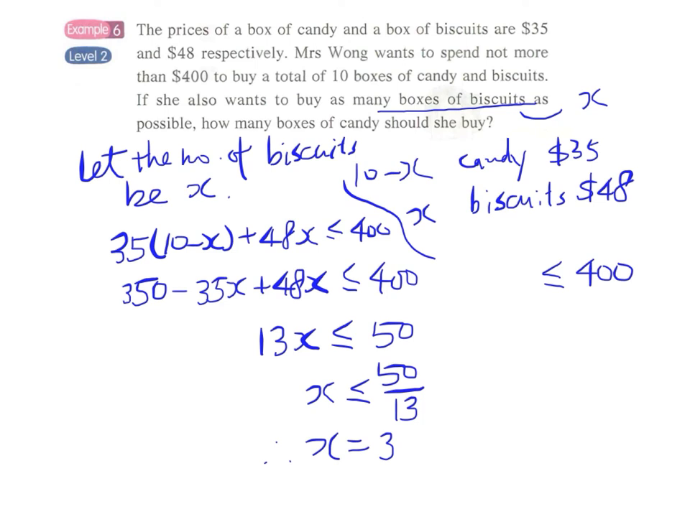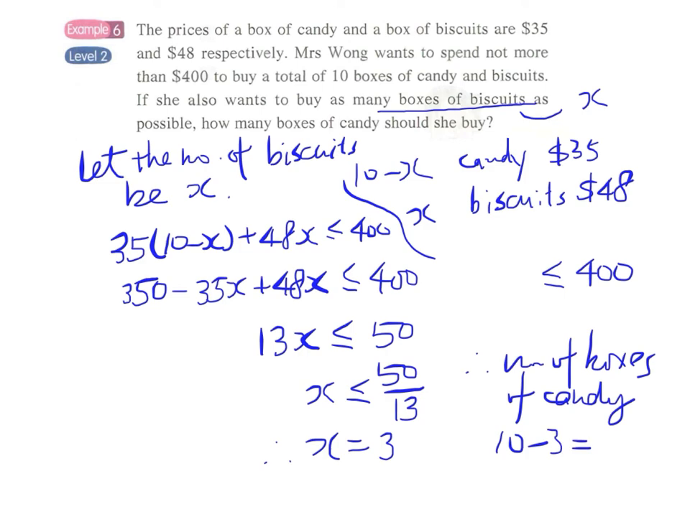And finally, we can write down the number of boxes of candy. The number of boxes of candy will be 10 minus 3, which is 7 boxes.